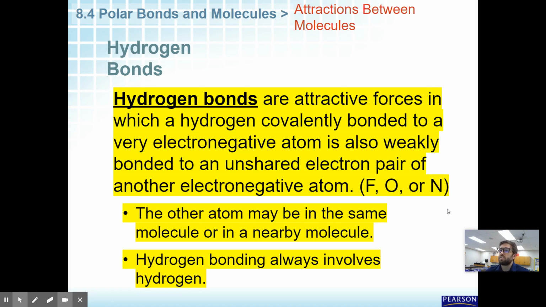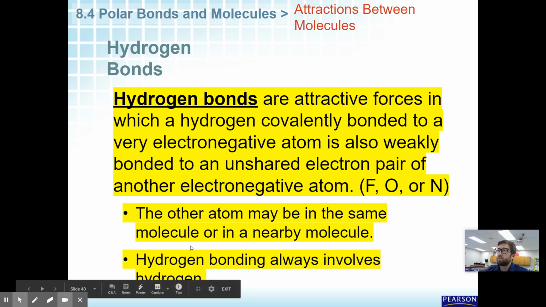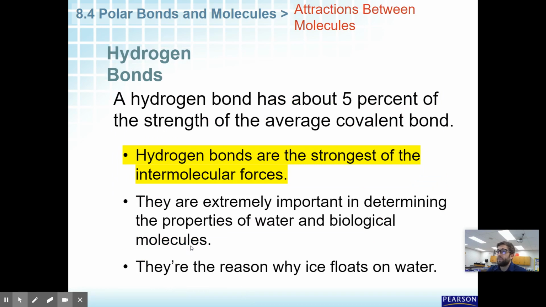So obviously hydrogen bonding always involves hydrogen. And hydrogen bonds are the strongest of the intermolecular forces. So in order of weakest to strongest, it goes London dispersion, then dipole-dipole or dipole interactions, and then hydrogen bonding. And it's important to know that hydrogen bonding is a type of dipole-dipole interaction. It's just a much stronger type of one.